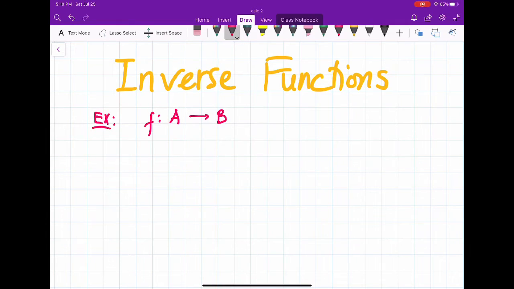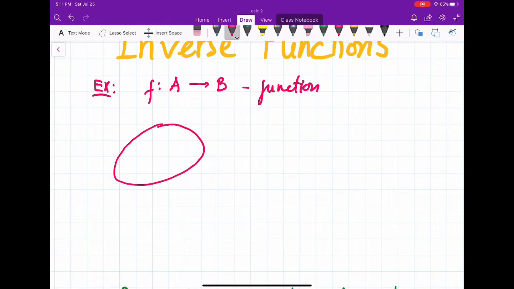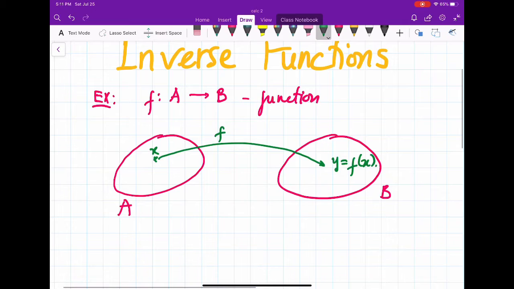What is that? That is a rule that sends all elements in A into B, right? So you might think about, this is A, this is your B. Each element in A is corresponding to some element in B. So let's say Y, and this is F. So we can write Y equal to F of X, right? That is the definition of a function. Each element in A is corresponding to some element in B.